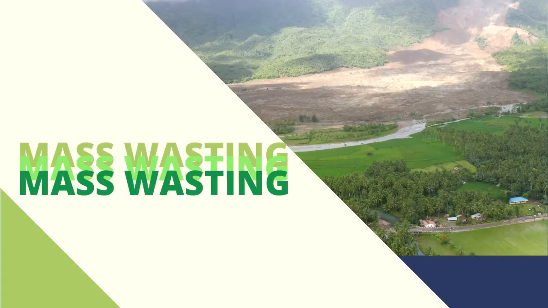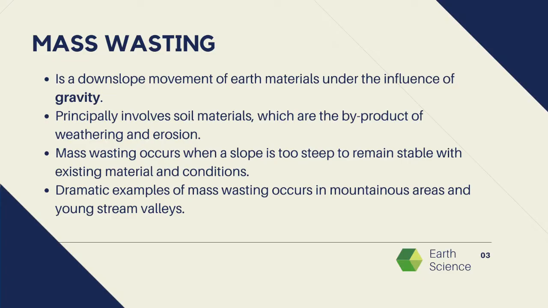Today, we're going to talk about mass wasting. This chapter discusses the fundamental process driving mass wasting. Mass wasting is the downslope movement of earth materials under the influence of gravity. It principally involves soil materials, which are byproducts of weathering and erosion. Mass wasting occurs when the slope is too steep to remain stable with existing materials and conditions.